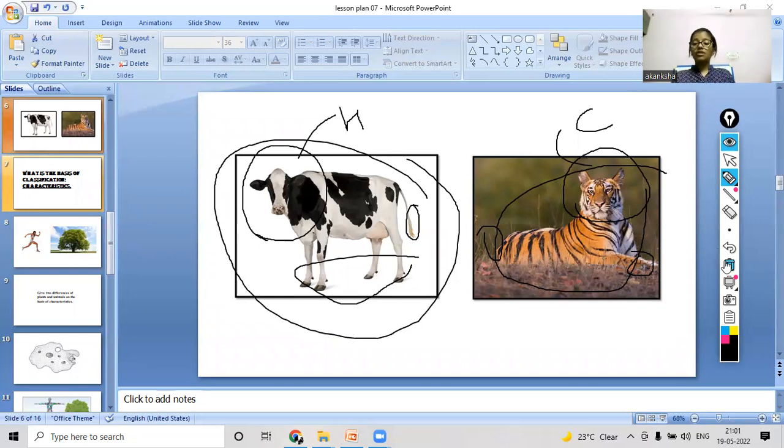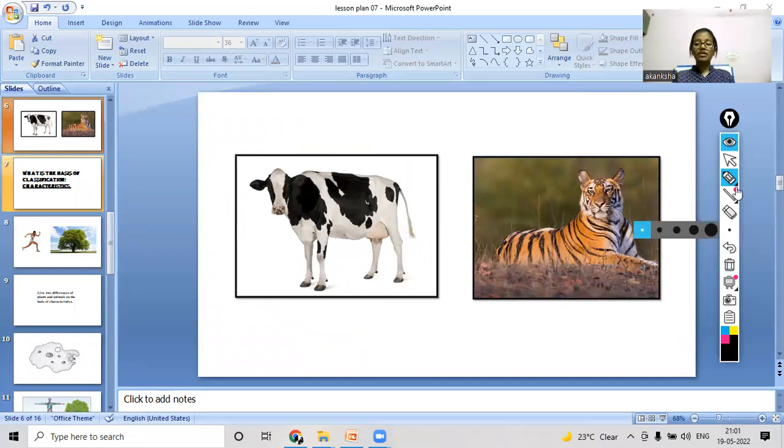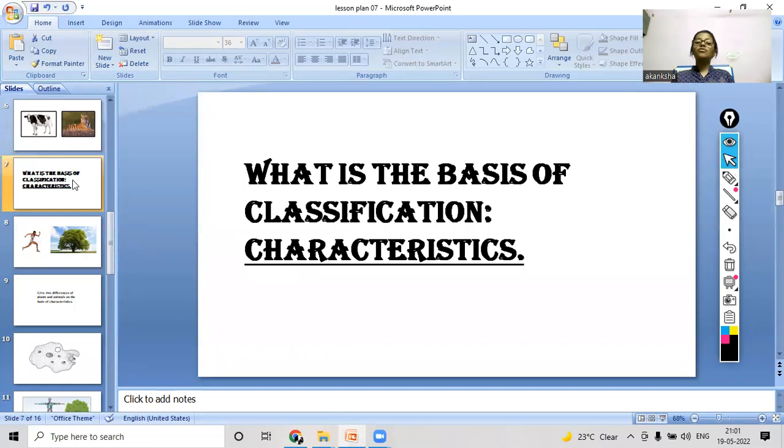So now from this you must have gotten an idea of what we are going to study now. Let's move on and see. What we are going to study is the basis of classification. That is, we will see some characteristics, like every organism possesses different characteristics. So let's move on ahead and we will see some more details. Okay. So yes, moving on to our next slide.